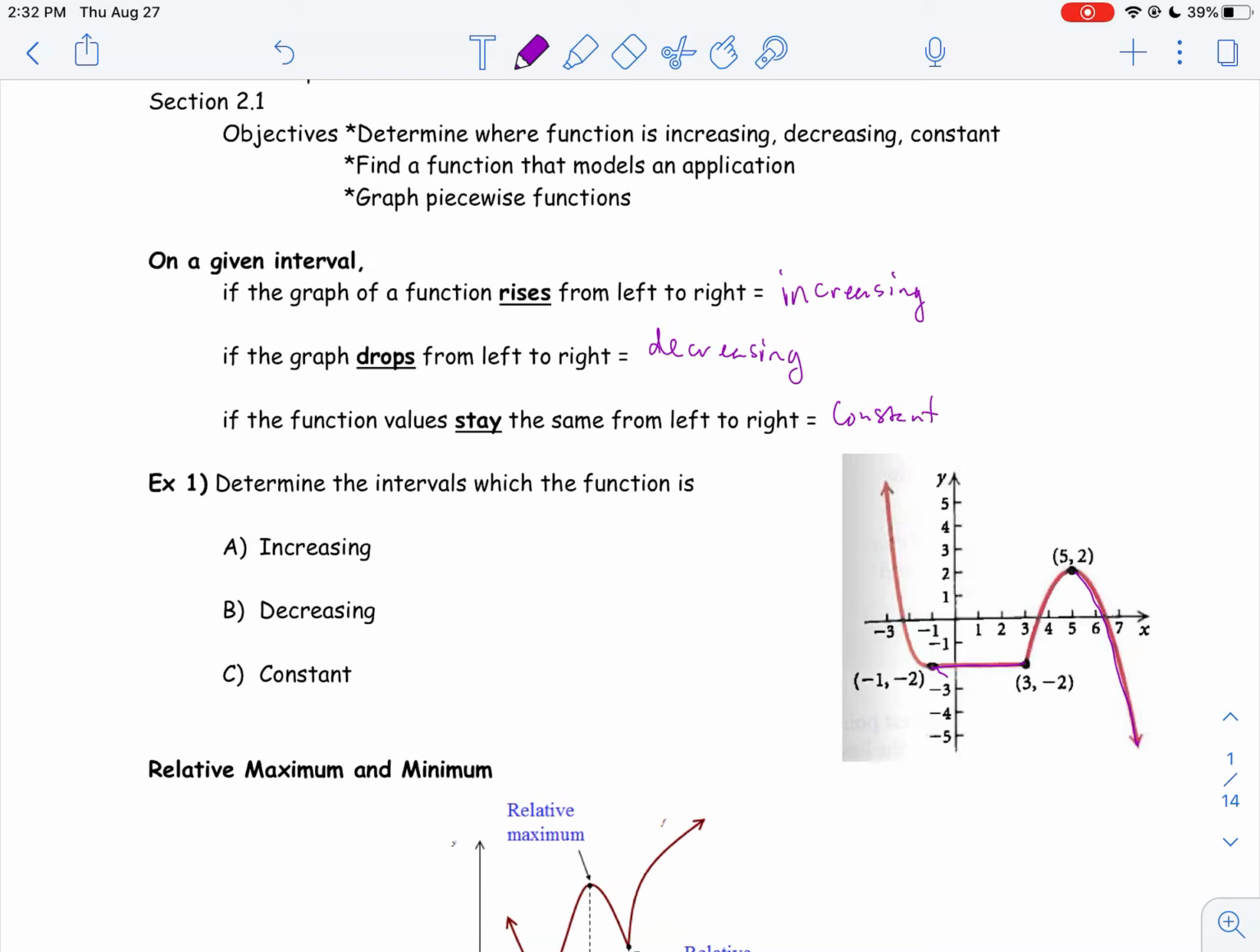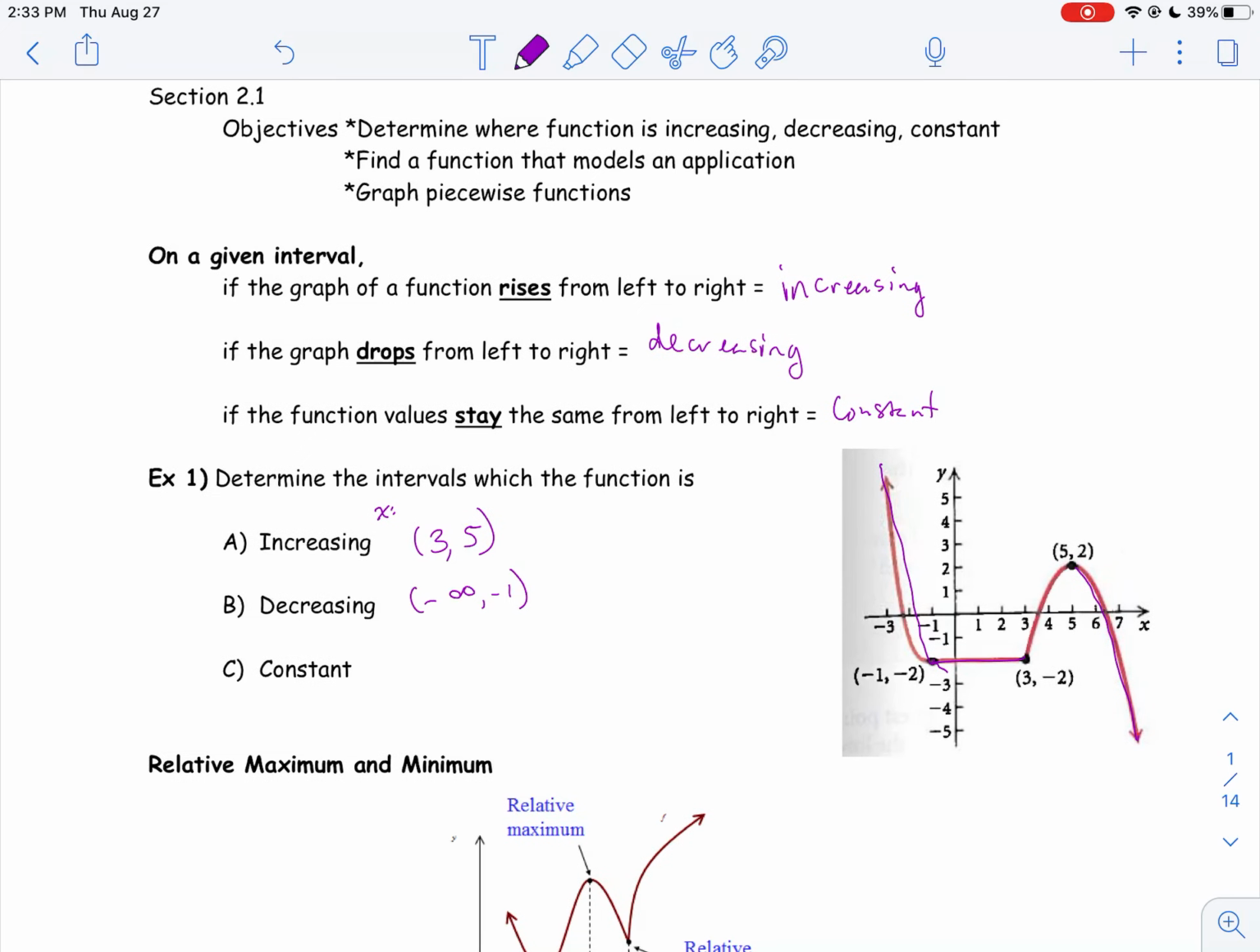So here, intervals where it's increasing, well, that's happening right here. And so that is, again, thinking about my x values, interval notation, from 3 to 5. It's decreasing then, negative infinity up to negative 1. And that's a union symbol. It's also decreasing from 5 to positive infinity. And it's constant then from negative 1 to 3.